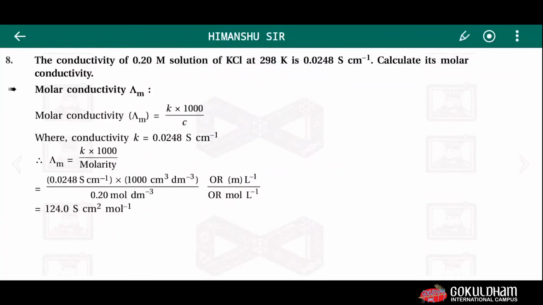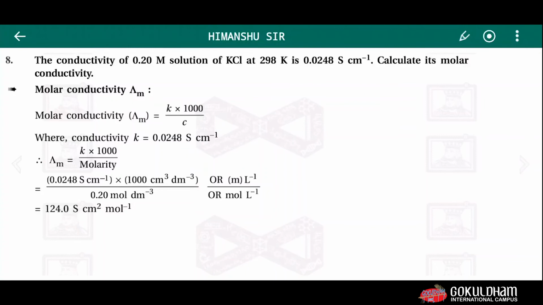Example number 7 is not an example but the theory portion, which is conductivity of an electrolyte. We showed in our previous lectures the molar conductivity, the specific conductivity and electrolytic conductivity. You can refer to that theory in the previous videos.